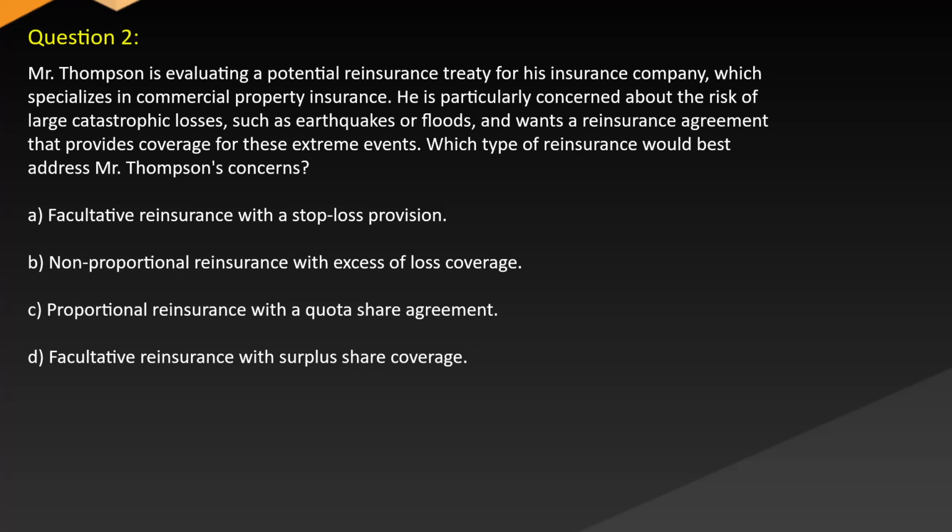Which type of reinsurance would best address Mr. Thompson's concerns? A. Facultative reinsurance with a stop-loss provision. B. Non-proportional reinsurance with excessive loss coverage. C. Proportional reinsurance with a quota share agreement. D. Facultative reinsurance with surplus share coverage.